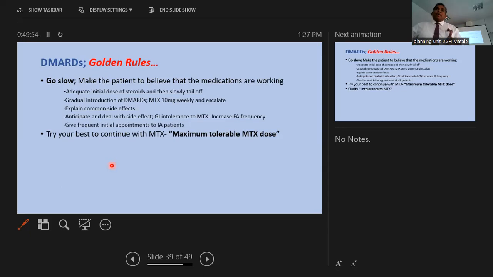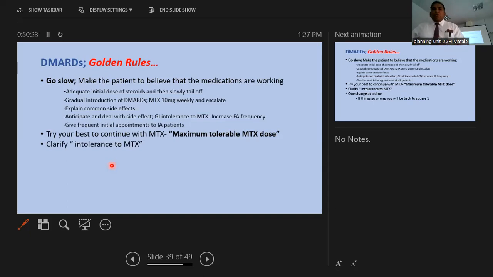If the patient cannot tolerate 7 tablets, you better ask what the maximum dose they can tolerate. If it is 5, you continue with 5 and then add on another DMARD, rather than taking off methotrexate and adding on another DMARD. So continue with the maximum tolerable dose of methotrexate.